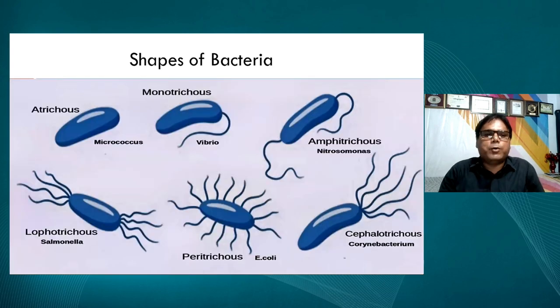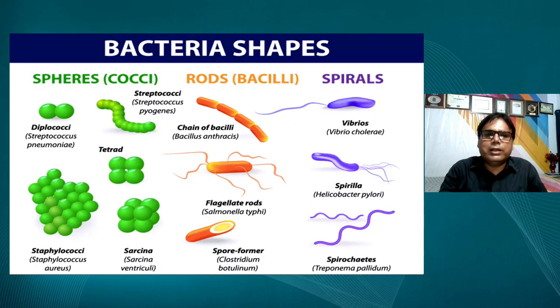And these are the different shapes of bacteria. Bacteria that do not have any flagella are known as atrichous. Monotrichous have a single flagellum. If flagella arise from both ends, then amphitrichous. Lophotrichous has a tuft of flagella at one or both ends of the bacteria, and if the whole body is covered by flagella, then it is known as peritrichous. So these are the various shapes of bacteria.